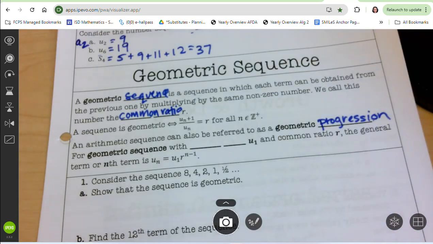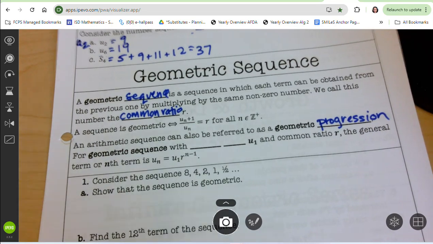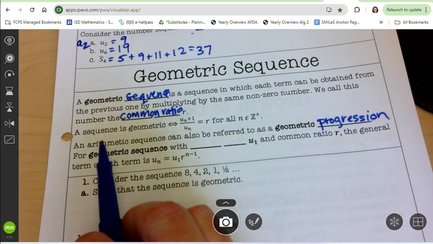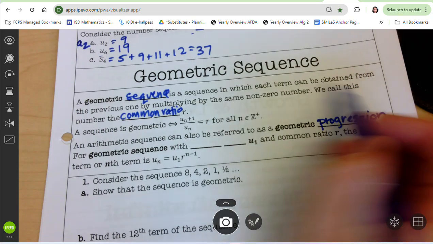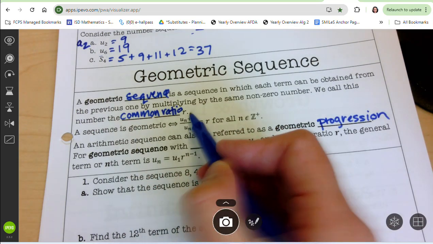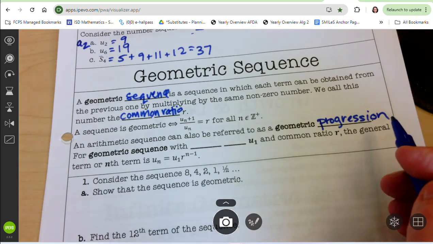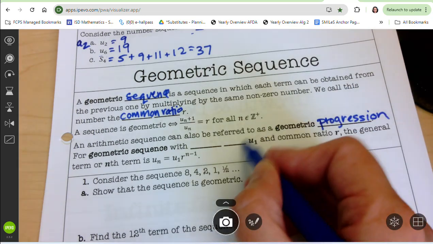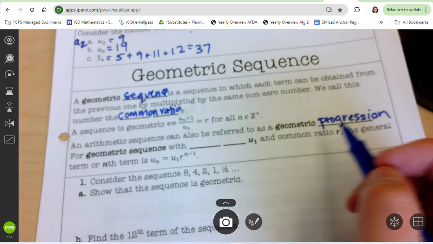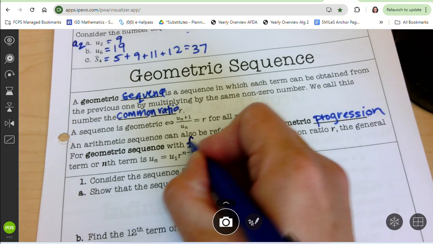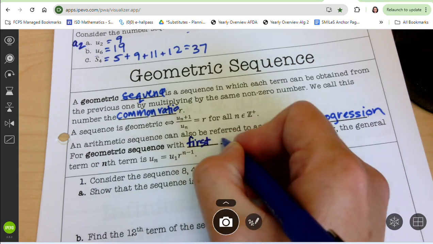All right, so under this section, we filled in some blanks. And we said that the number that you multiply by each time is called the common ratio, which is r. A geometric sequence can also be referred to as a geometric regression. And since we know the u sub refers to the terms, this is your first term. So u sub 1 is your first term.